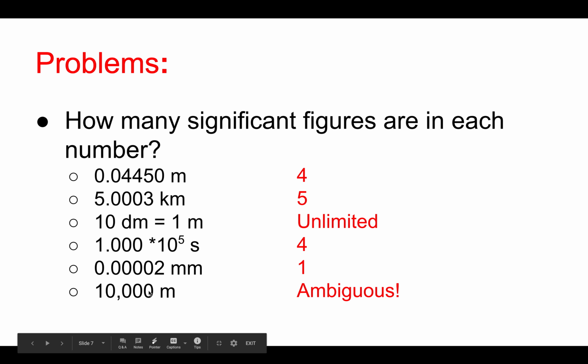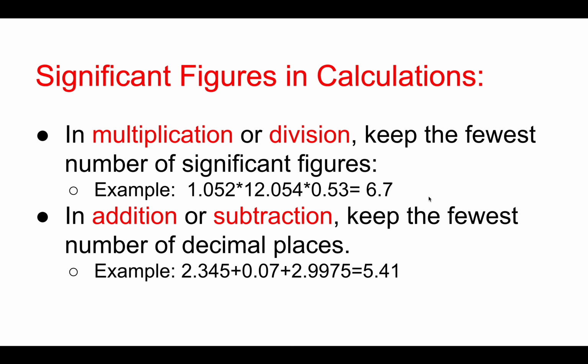All right. Significant figures in calculation. So for multiplication or division, we keep the fewest number of significant figures. 4, 5, 2. Okay. So we would multiply this out and then keep 2 significant figures. In addition or subtraction, we keep the fewest number of decimal places. 3 decimal places, 2 decimal places, 4 decimal places. So we keep just 2 decimal places.